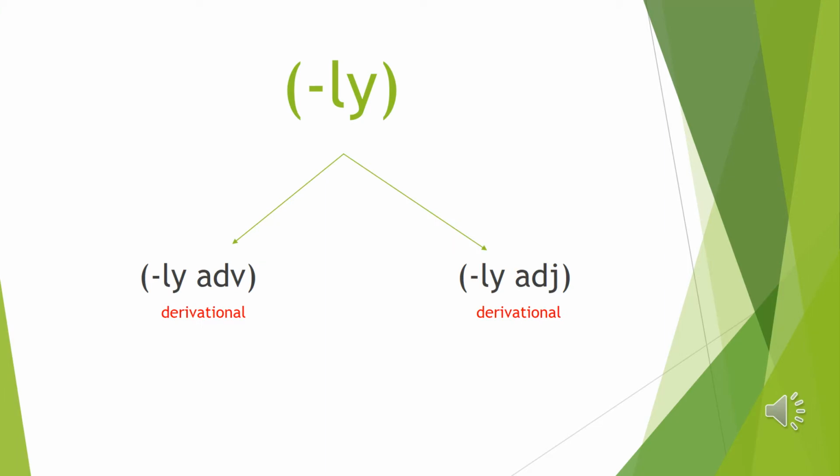In this lecture, we are going to talk about the fourth example of suffixal homophones. It is about ly. This suffix has two homophones. It has two suffixes with the same pronunciation but different meaning. The first one is ly adverbial, and it is derivational. And the second one is ly adjectival, and it is derivational too.